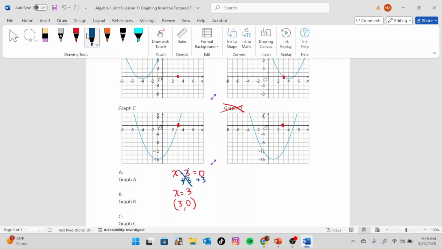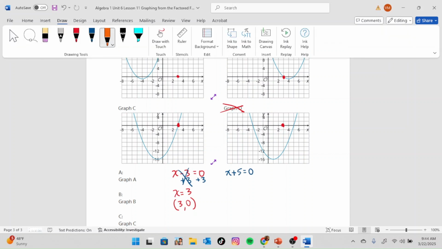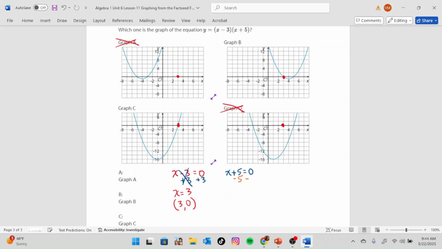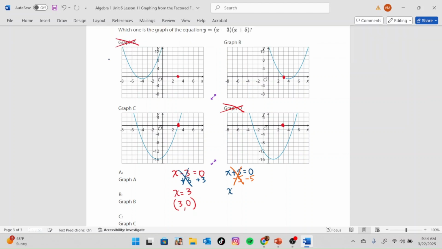So now let's find the other x-intercept. We need to set x plus 5 equal to 0. We subtract 5 from both sides, and we see that x equals negative 5. That means the other x-intercept is at (negative 5, 0).